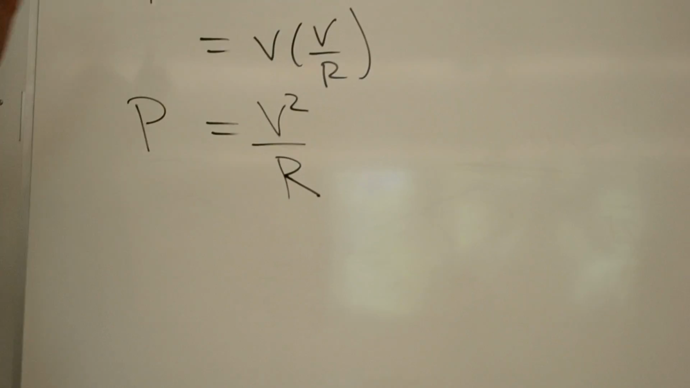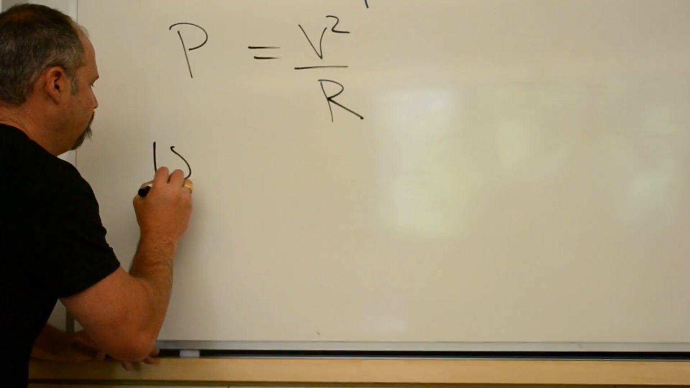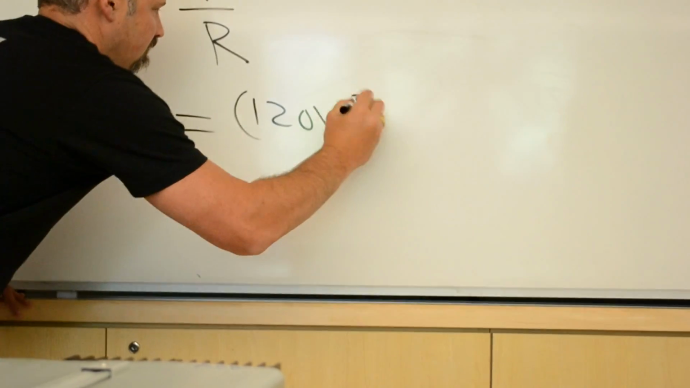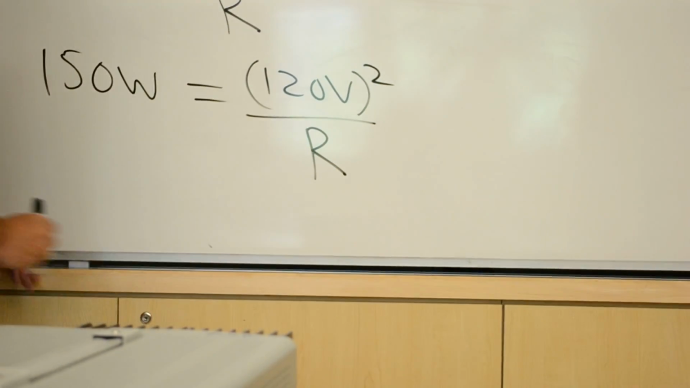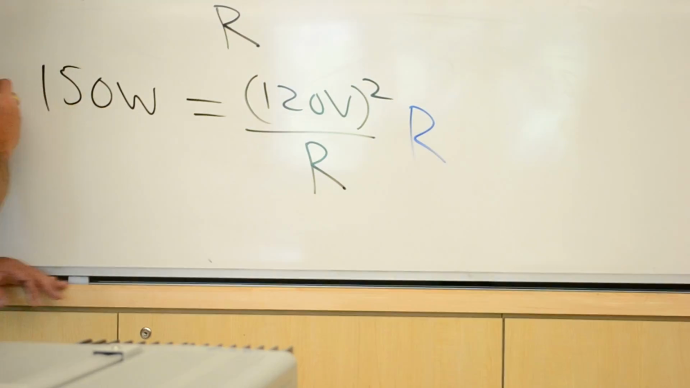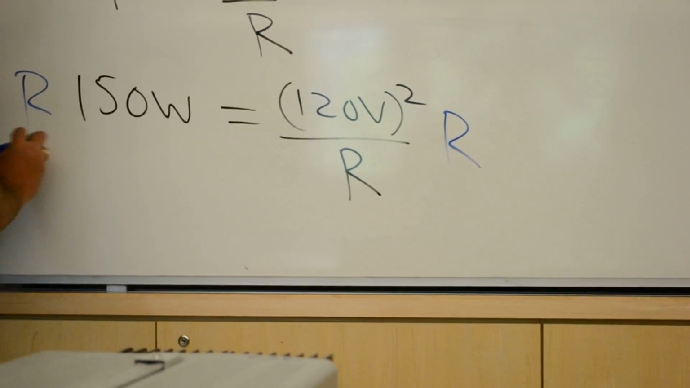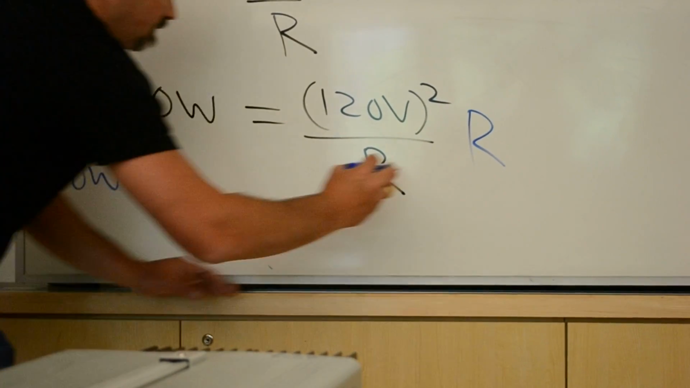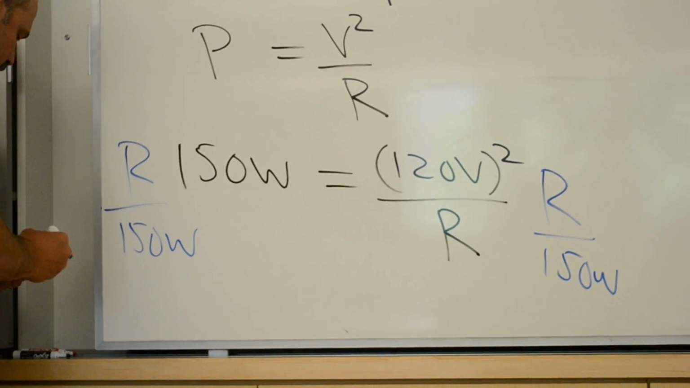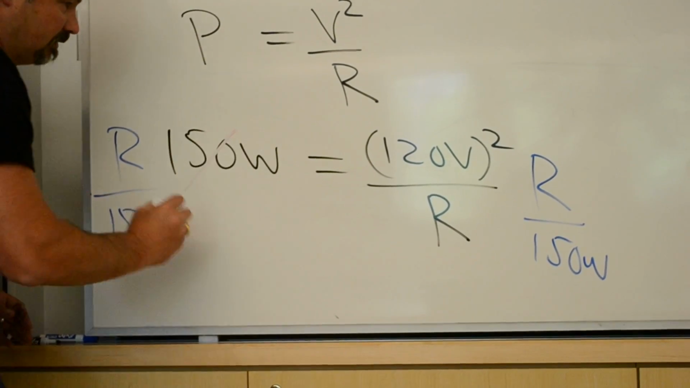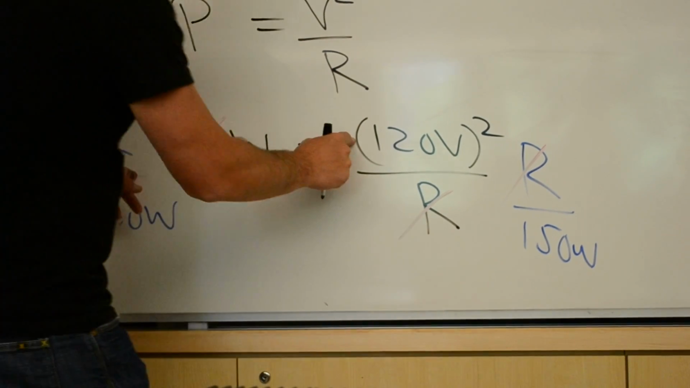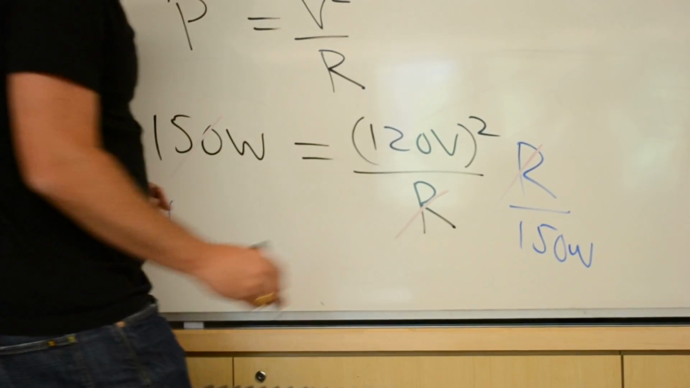And now we can plug in the values that we have, and we have 150 watts equals 120 volts squared all over the resistance. And if we just do a little algebra, multiply both sides by R, and then divide both sides by 150 watts. Remember, whatever you do to one side, you have to do to the other side. And then you can see that these cancel. And what do we have left? We have resistance equals 120 volts squared divided by 150.